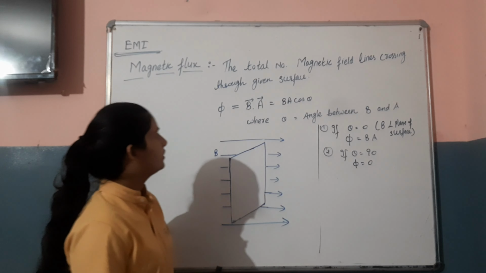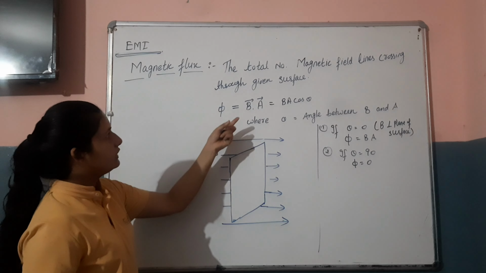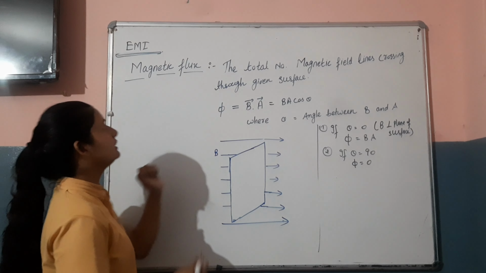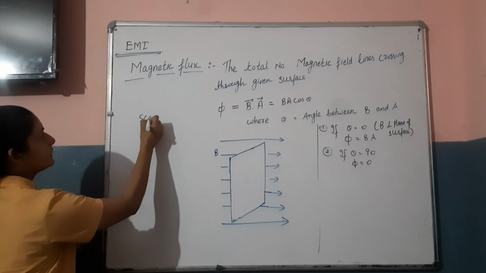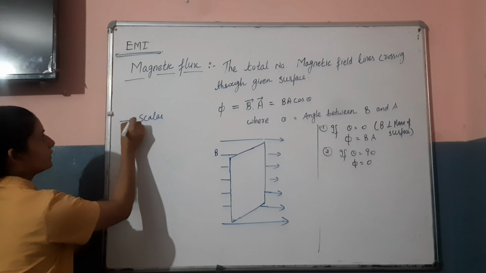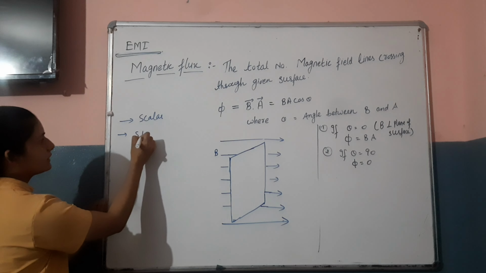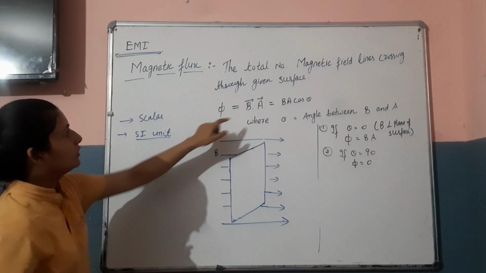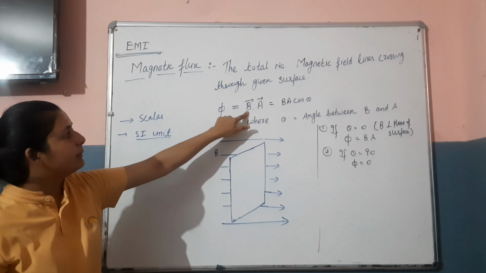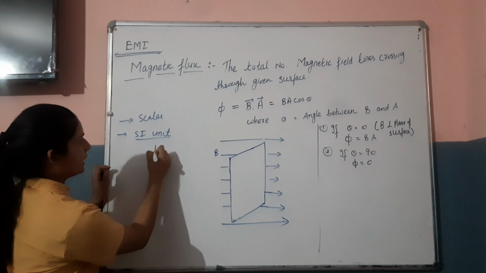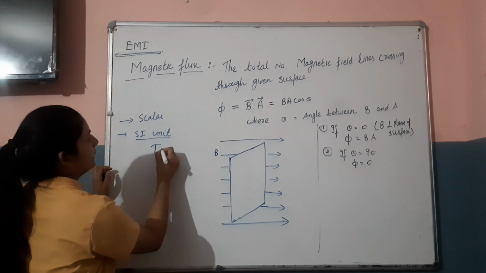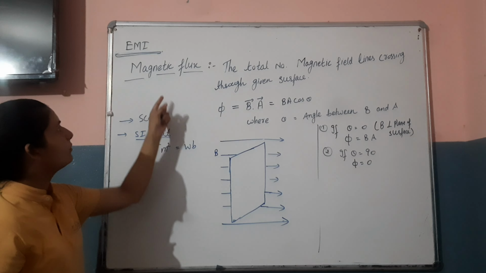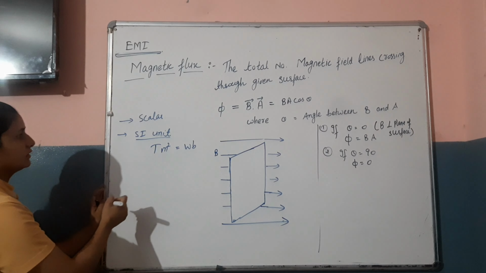As you know, the dot product of two vector quantities is always a scalar, that's why magnetic flux is a scalar quantity. And what about its SI unit? The SI unit of magnetic field is Tesla and SI unit of area is meter square, so it becomes Weber. So SI unit of magnetic flux is Weber.